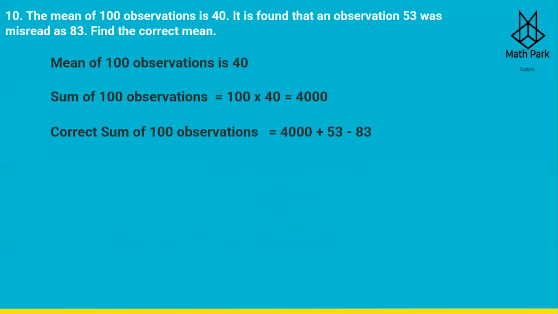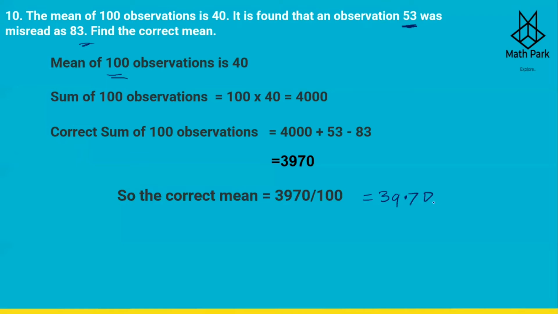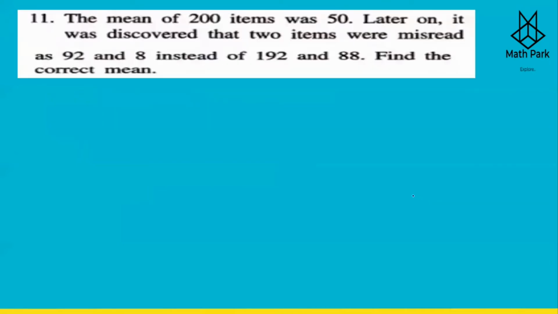So what we do, the 53 was misread as 83. So we add the correct observation and subtract the incorrect observation. That gives 3970, and then the correct mean is equal to 3970 divided by 100, because there are 100 observations, which is equal to 39.70. Got it?